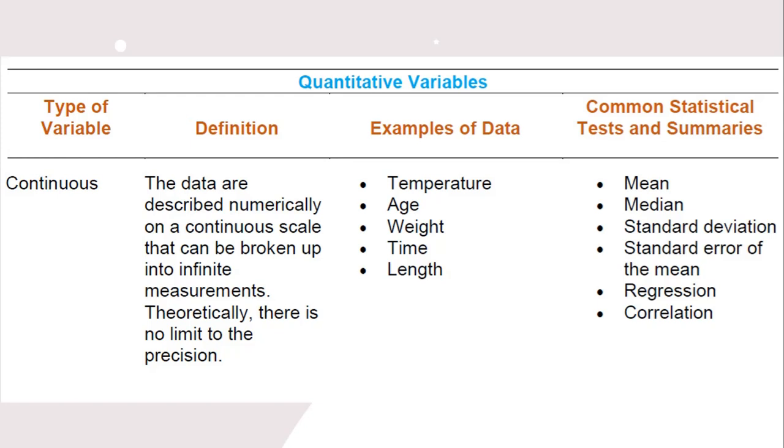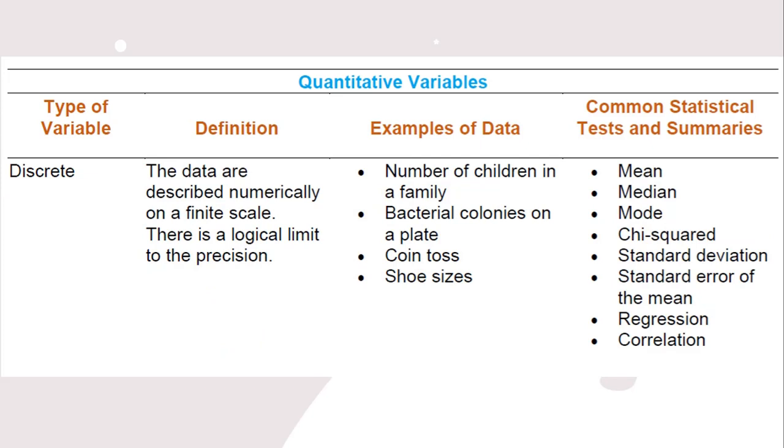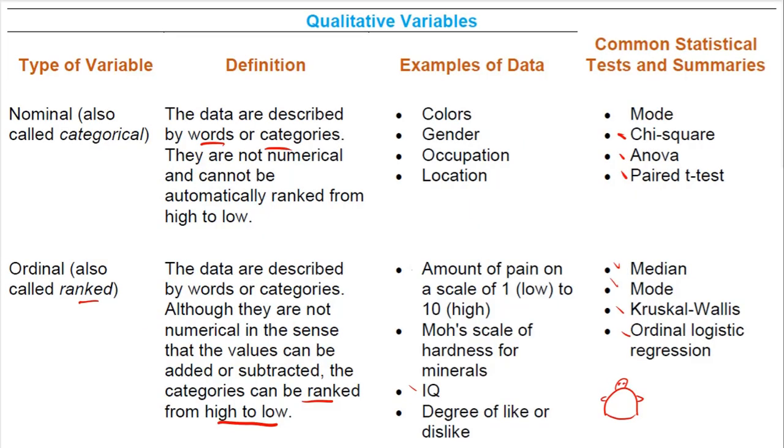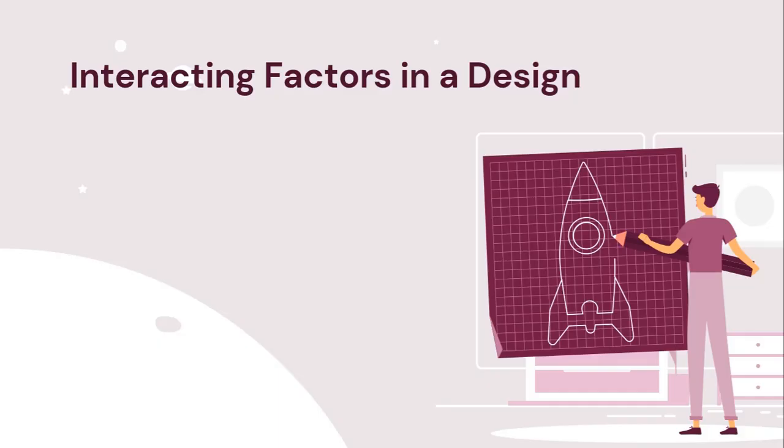Again, your quantitative, you can have continuous data, or the number is continuous. You can also have discrete. Okay, 1, 2, 3, 4, 5. Counting, okay, counting. And then continuous is data such as temperature, and then age, weight, height. And then for the qualitative, nominal or ordinal.